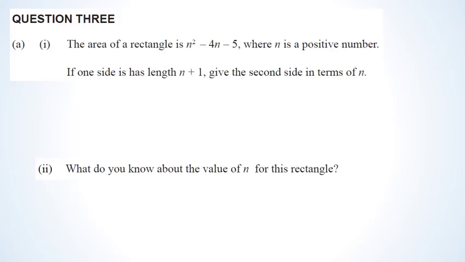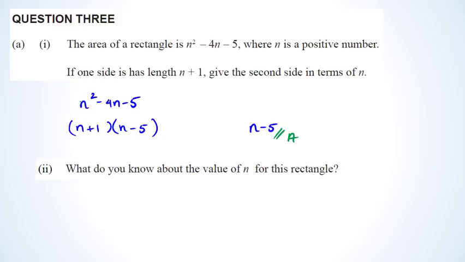All right, guys, so with question 3a, we've got a quadratic, and we need to factorize it. We've got n squared minus 4n minus 5. If we factorize it, we get n plus 1 and n minus 5, because what two numbers multiply to -5 and add to -4? That's going to be -5 and 1. So the second side is going to be n minus 5, which gets you an achieved.